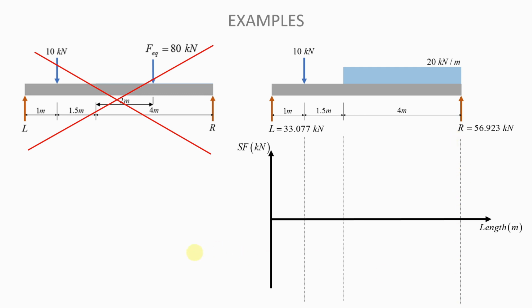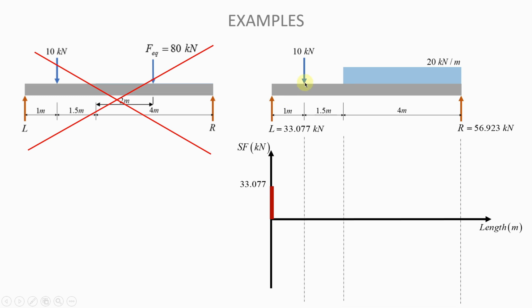Now that we have that, we can begin to draw our shear force diagram. So first we are here at 0 because for equilibrium, as I said earlier, the shear force diagram and bending moment diagrams will begin and end at 0, okay? So from 0 here, we have to go up because of this force L that is going up, and that's got a magnitude of 33.077. So we need to go up to 33.077 because of that force.